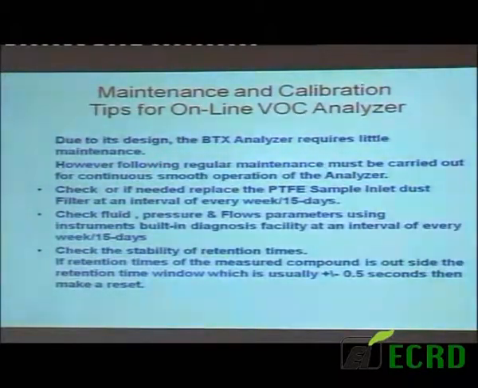But you need some precautions while using the online BTX analyzer or any VOC analyzer. You have to maintain them and have a proper check every week or every 2 weeks, depending on the location, polluted or very polluted. You need some change of filters so that they are not choked, and there is proper flow of the air through the analyzer.